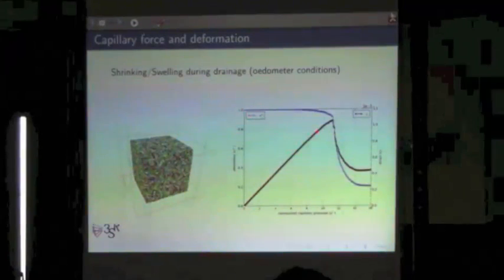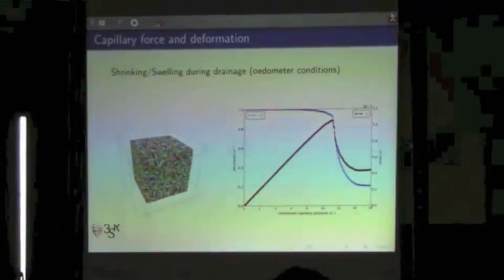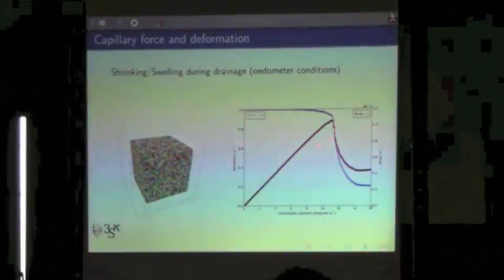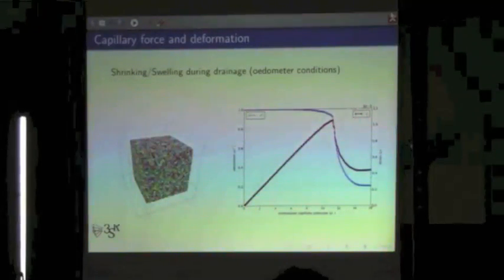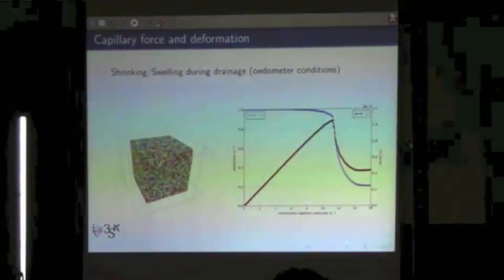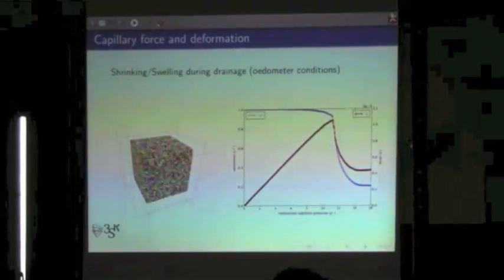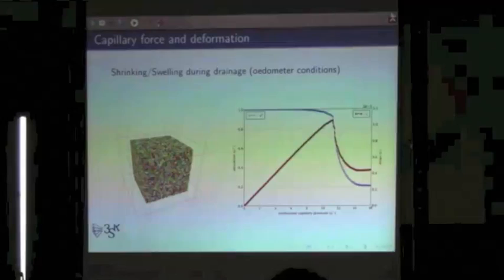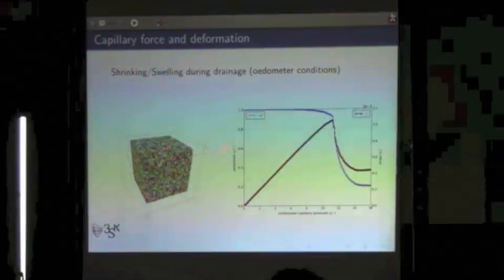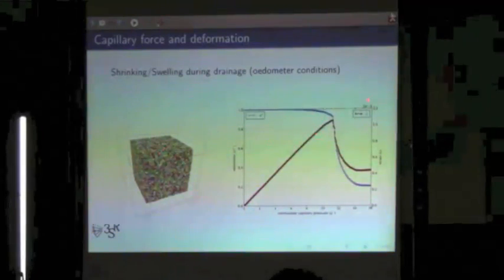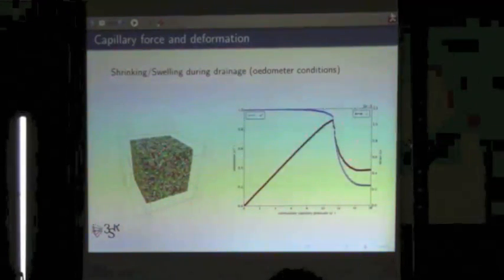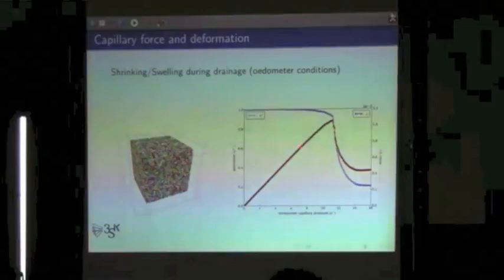Starting at the beginning, the sample is saturated, but you keep increasing. It's linear. It's expected, and can be explained by the effective stress principle, and then it can increase the sample stiffness. Then the strain relation becomes nonlinear. It's called shrinking.